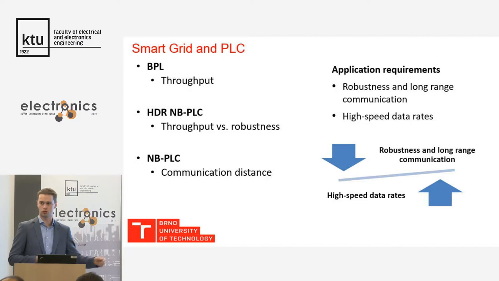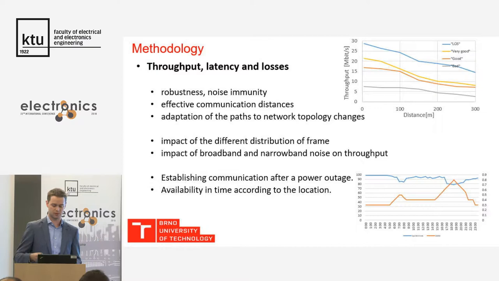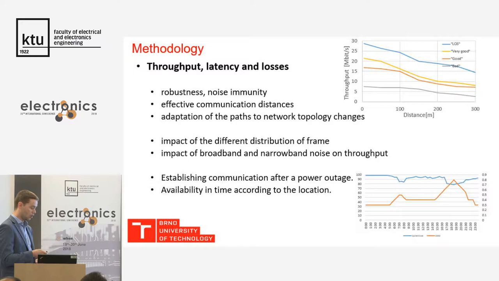Therefore, our methodology focuses on general telecommunication parameters such as throughput, latency, losses, and so on. But we also take into account the circumstances and environment of different power lines. Like maximum communication distances, adaptation of the communication path to network changes, and so on, impact of broadband and narrowband noise on the throughput and these parameters. And also, for me, the two most important requirements: the establishing of communication after power outage. That means that the end devices with power line communication must find the head end, the master modem, and so on. And also, the availability and reliability of communication in time for different locations.